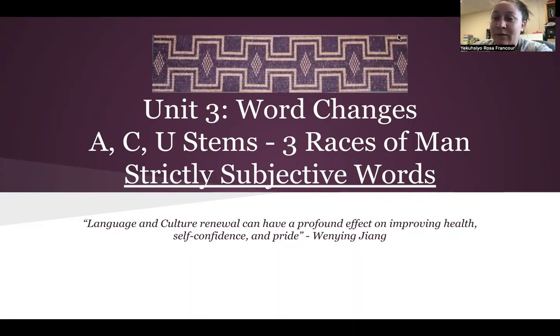We also call this the three races of man unit. For each verb, we do one for the A stem, one for the C stem, and one for the U stem. Each verb describes a different group of people, and that's why we call it three races of man. One thing to note on this slide is that these are strictly subjective verbs, so they only use the subjective pronouns.